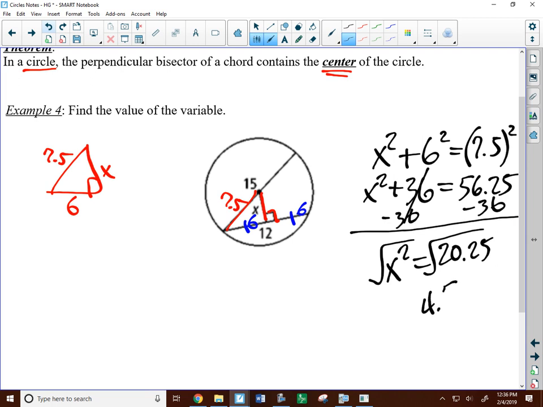Yeah, 4.5. All right. Well, that's it for arcs. So we talked about naming arcs, minor, major, semicircle. Central angles and arcs have the same measure. Circumference, and then one last example with really a theorem we've done before with constructions, but just using it more fully now. Any other thoughts, things I can answer?